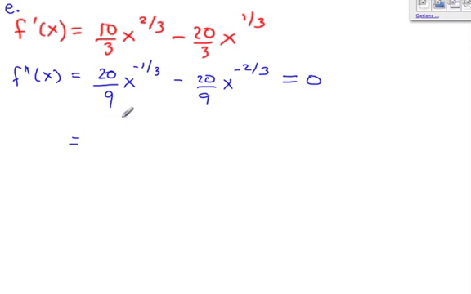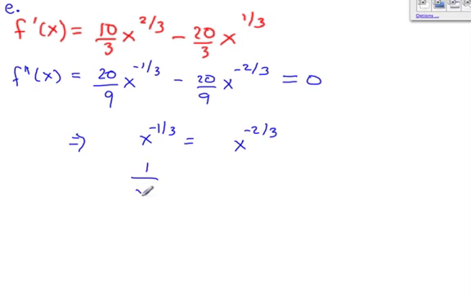Let's move things to the other side now. So let's move this one over. So we get 20 over 9 x to the minus 1/3 equals 20 over 9 x to the minus 2/3. You can raise the x's to the minus 3, possibly? Oh, no, that wouldn't help. Well, let's get rid of these 20s and 9s first. You can just divide them. Multiply both sides by 9, those go away. Divide each side by 20, those go away. And we're left with that.